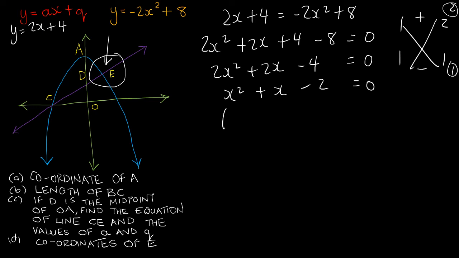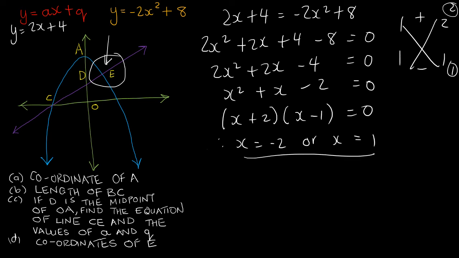Now you should know this by now because this is grade 8 and 9 work, and you have done it early on in the year as well. So we have x plus 2 and x minus 1 is equal to 0. So therefore x is equal to minus 2 or x is equal to 1.